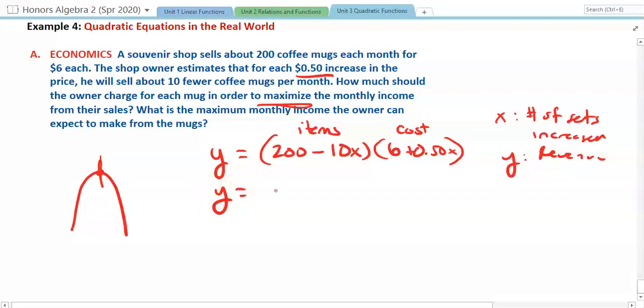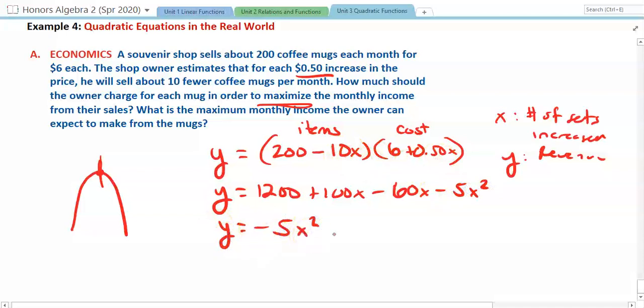Y is equal to 200 times the 6, and so that's going to be 1200. 200 times 0.5x is going to give us 100x, negative 60x, and then this will give us negative 5x squared. And so combining like terms and moving this around, we get negative 5x squared plus 40x plus 1200.